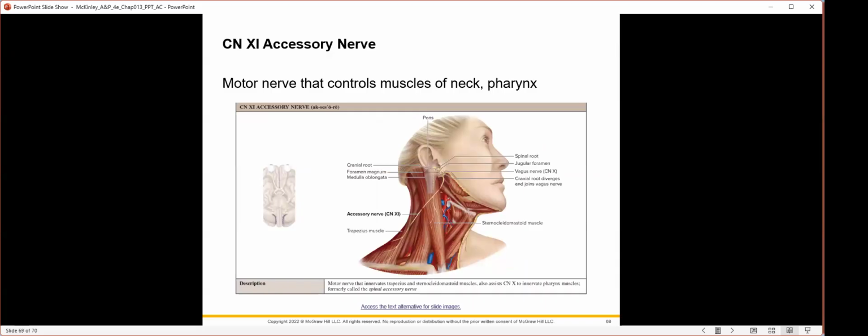Cranial nerve number 11 is your accessory nerve. It used to be called the spinal nerve, but it also innervates muscles in the head as well as the neck. So it is a motor nerve, okay? So it is controlling muscles in the neck as well as the pharynx, the throat, accessory nerve.